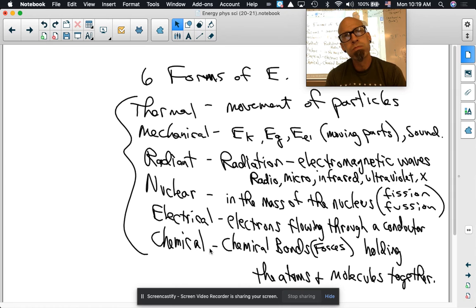And so chemical energy in the log becomes what in the campfire? The chemical energy found in the log becomes thermal, because campfires give off heat, and radiant, because typically campfires give off some light. Could be the flame itself, could be the glowing embers, the coals that are there, a lot of radiant energy being given off by that, a lot of infrared for sure, and visible light.